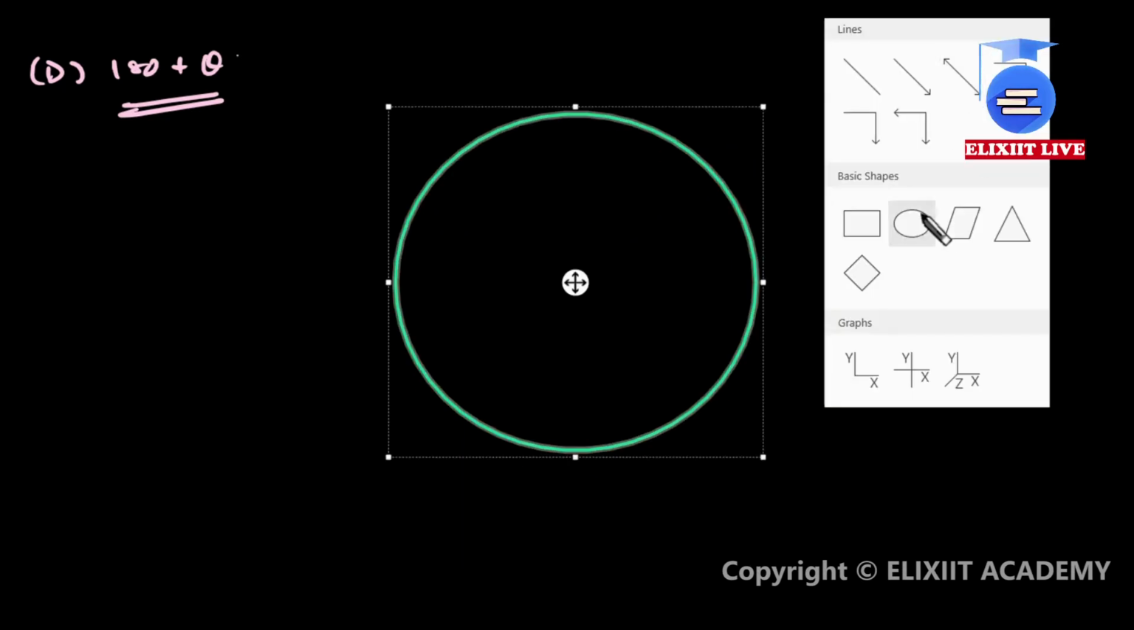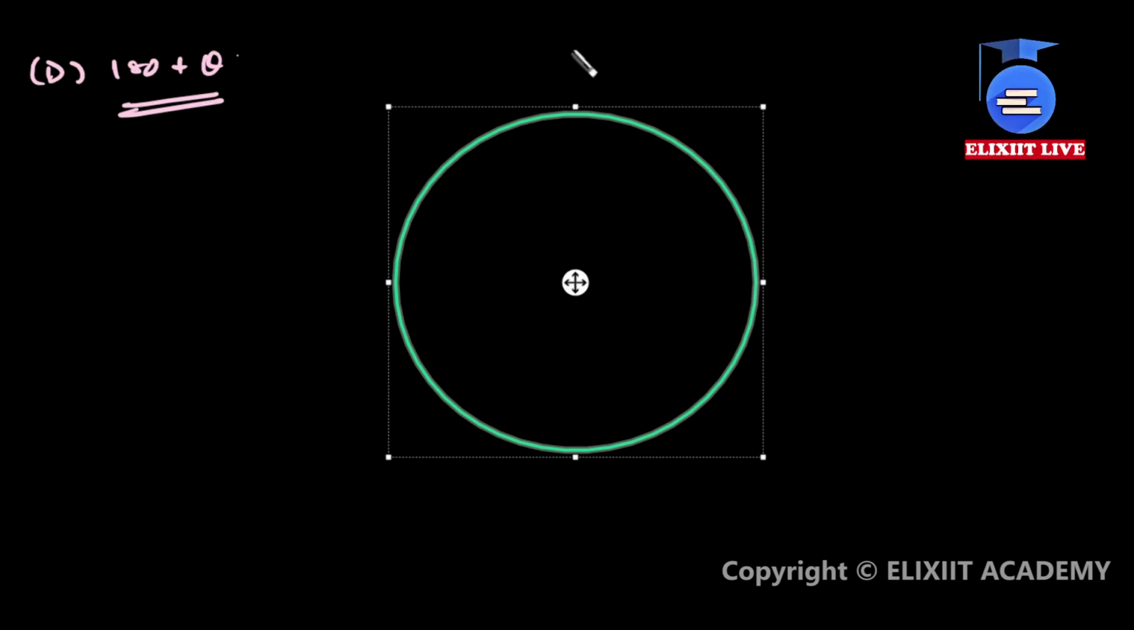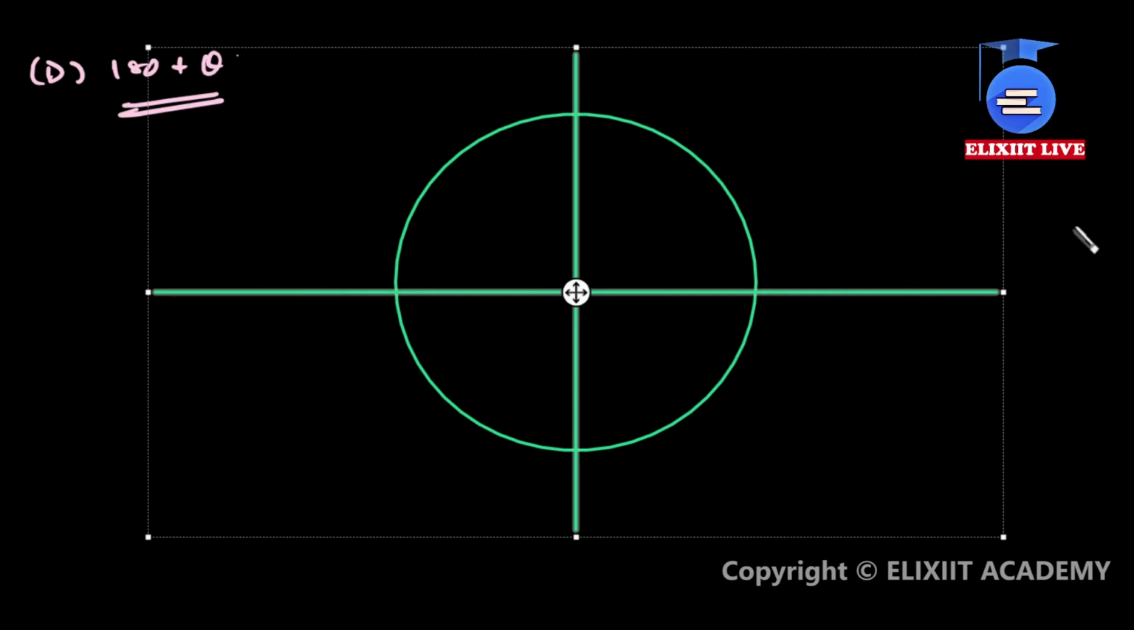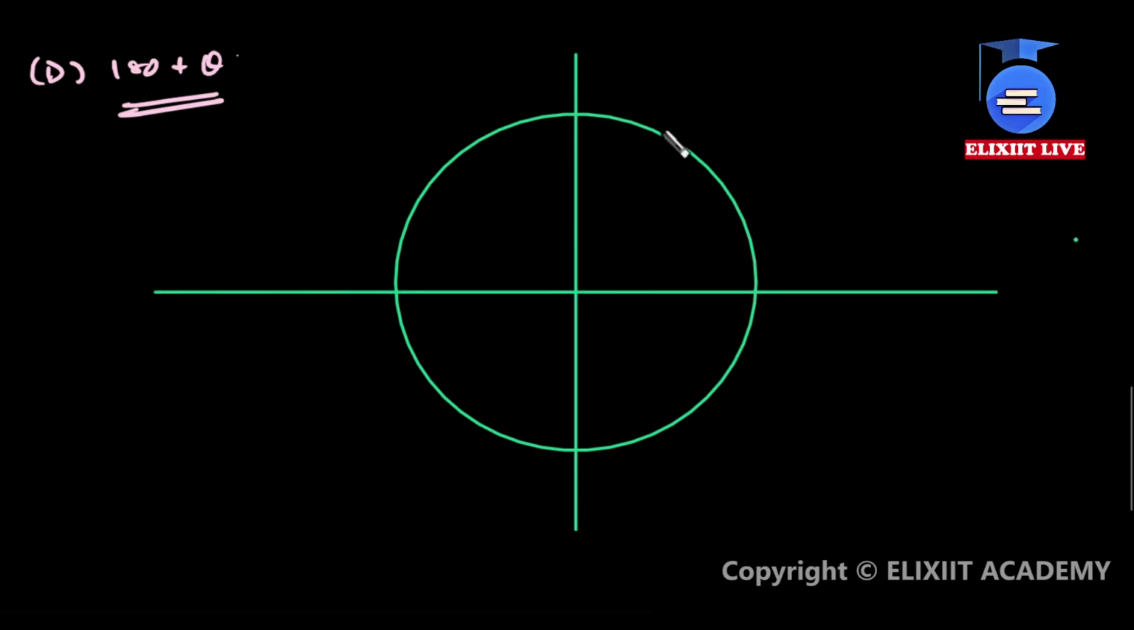I am taking a bigger circle just for convenience to draw the diagram over here. Now this is our triangle. This is theta, and this is the coordinate x comma y. This much distance is x, this much distance is y, and this much is the radius r.